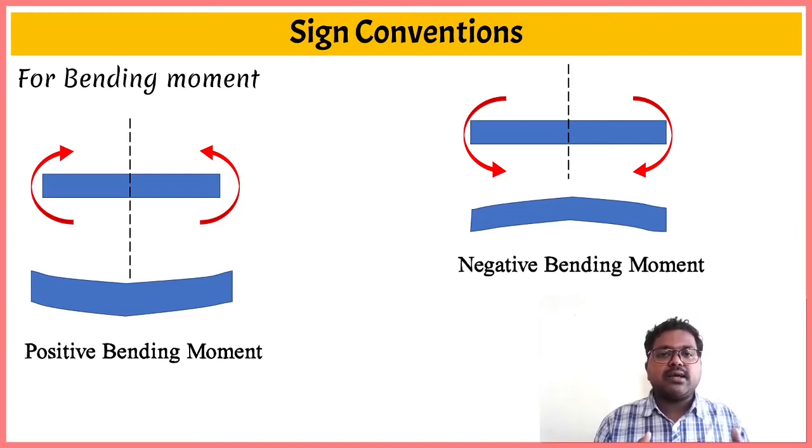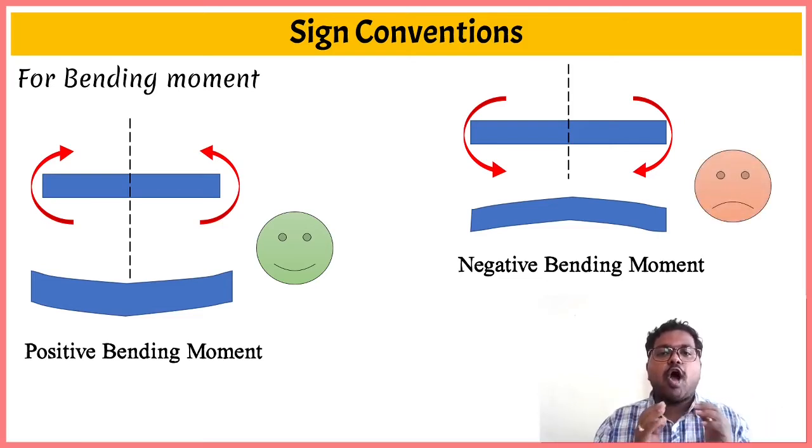So to remember it in a simple manner, I'll just explain it with a smiley. If the smiley is smiling, then it is a positive bending moment, meaning that is sagging. And if the smiley is crying, it means hogging, that is a negative bending moment.